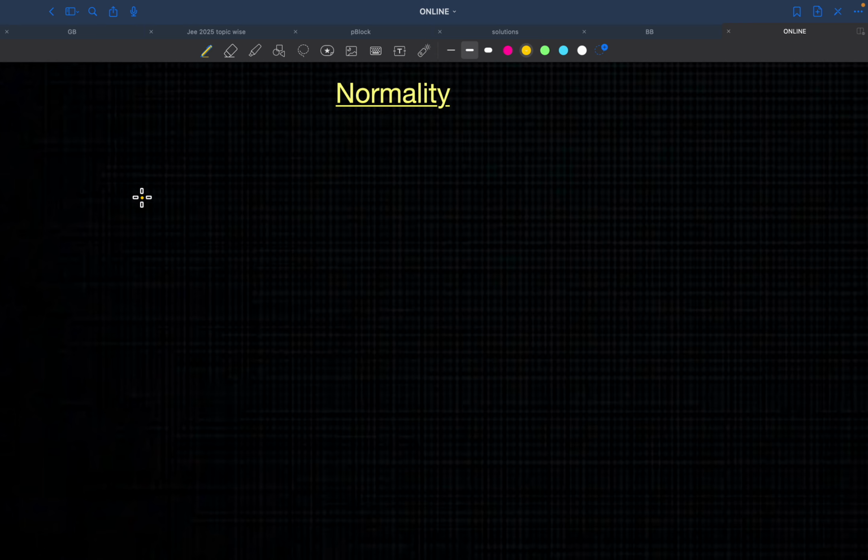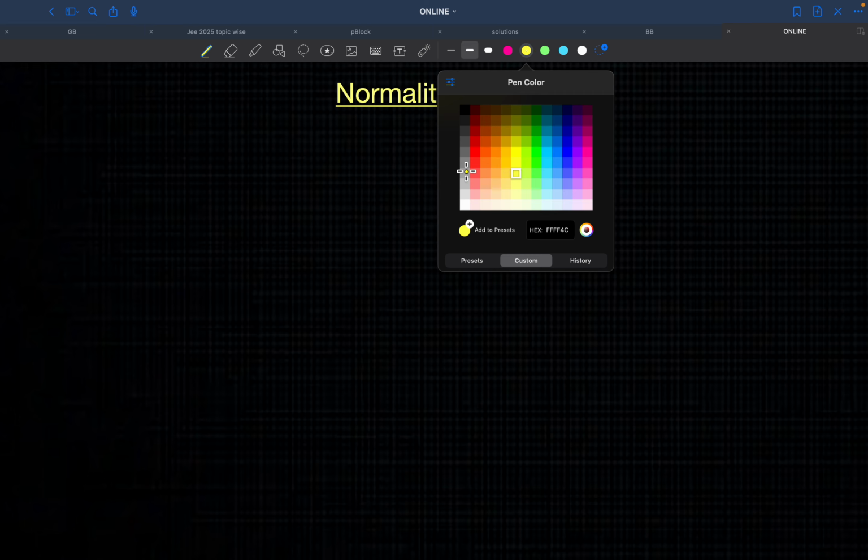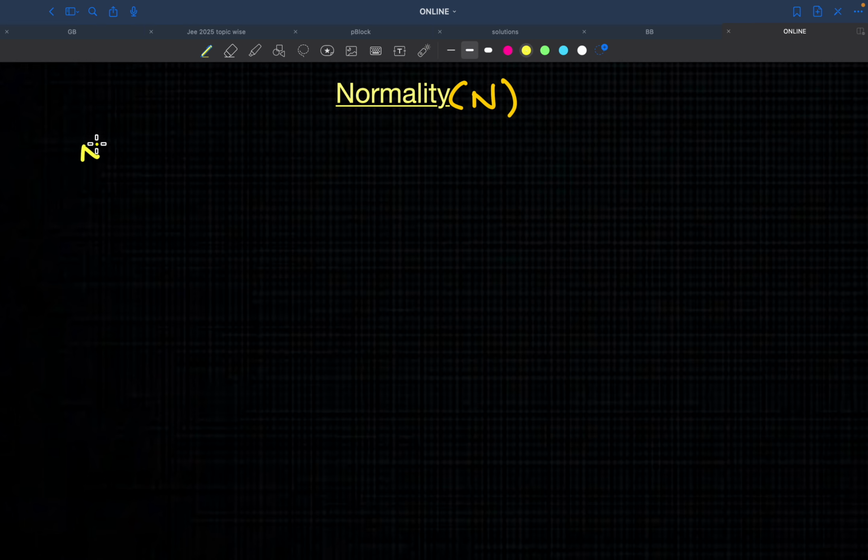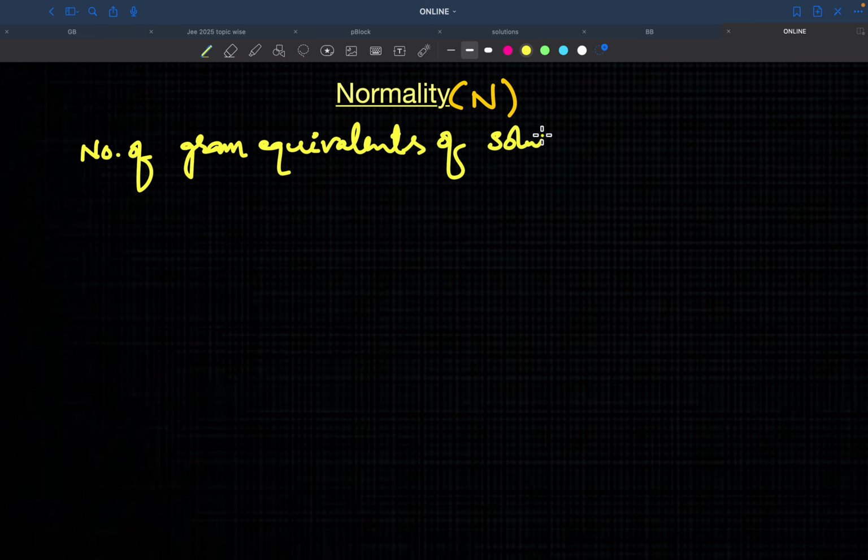So molarity, if you compare the normality with molarity, we denote it by small n. The small n is the sign of it. So the definition of it is: number of gram equivalents of solute in 1 liter of solution is called normality.